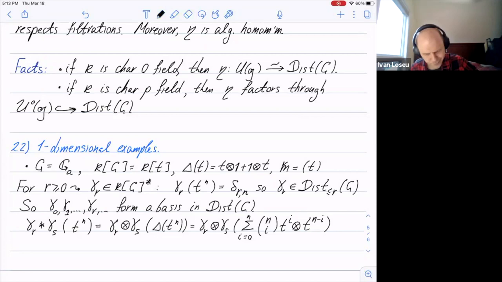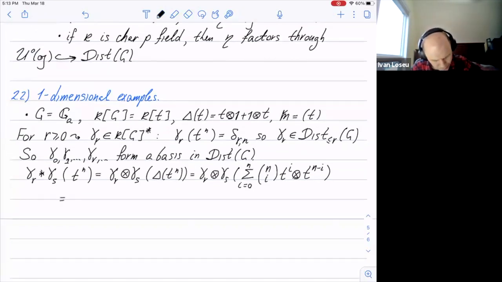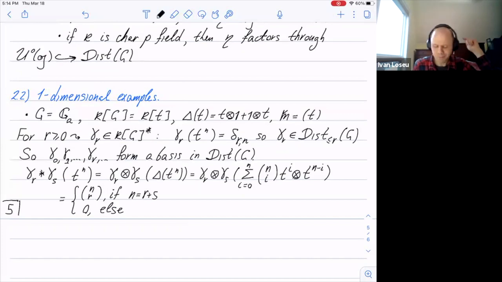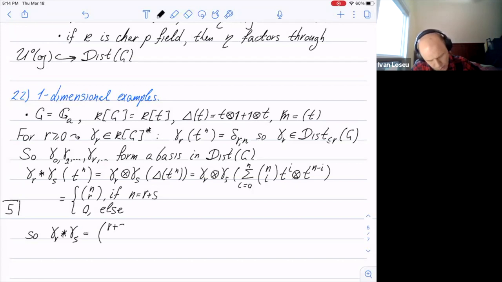So what we are going to get is n choose r if n is equal to r plus s, and zero else. Okay. Conclusion is that gamma r times gamma s is r plus s choose s times gamma r plus s. Well, that's the algebra structure.